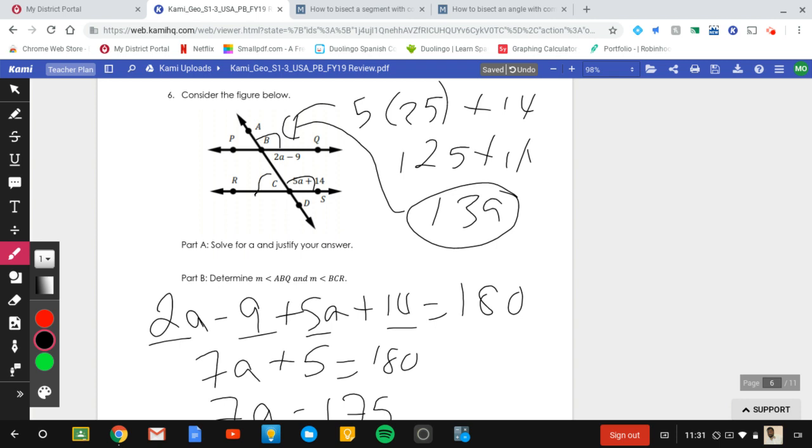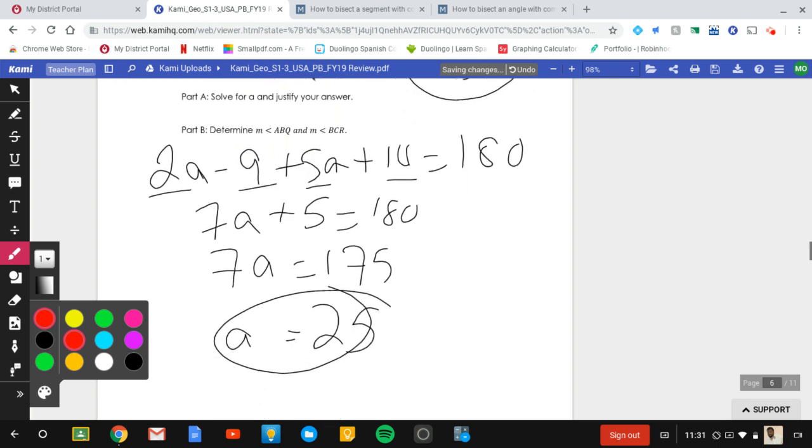Next, I want to find angle BCR, this angle right here. Let me use a different color for that angle. They want me to find angle BCR right here. But how do I find angle BCR? I don't know anything about BCR, but I know BCR and this angle are alternate interior angles. So they're going to be equal to each other.